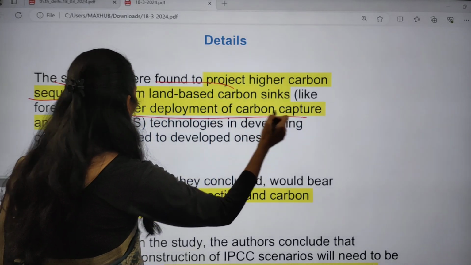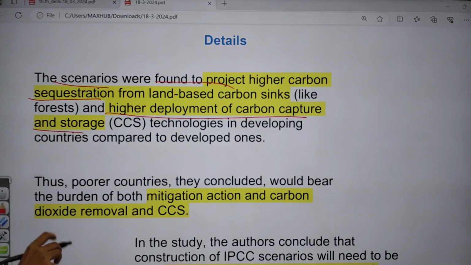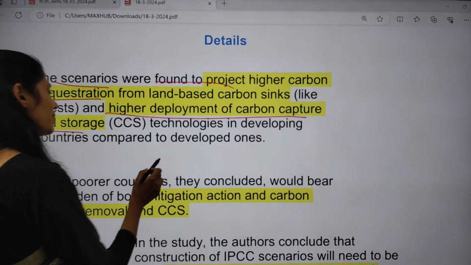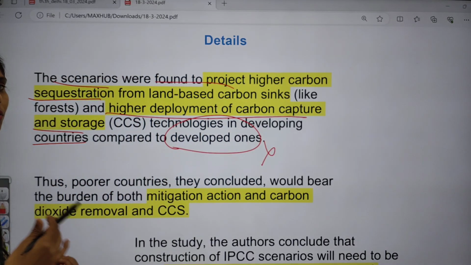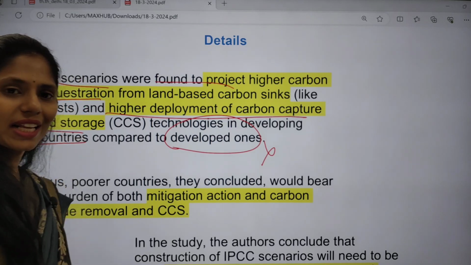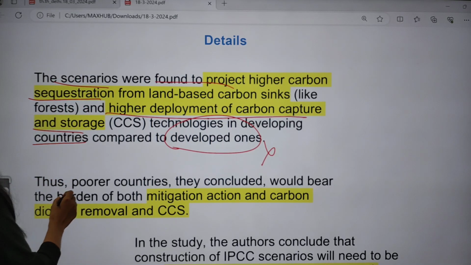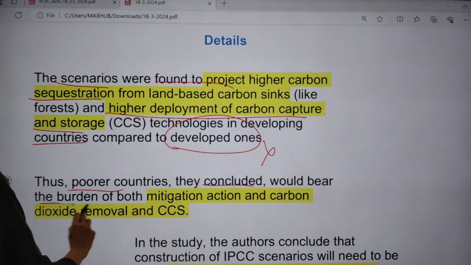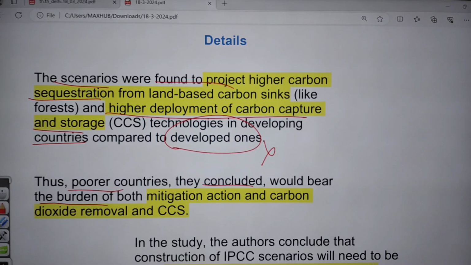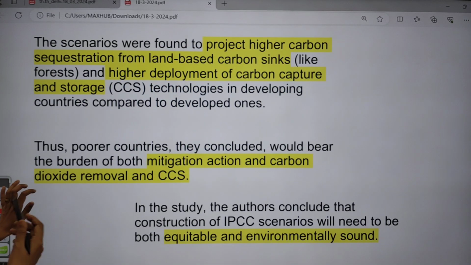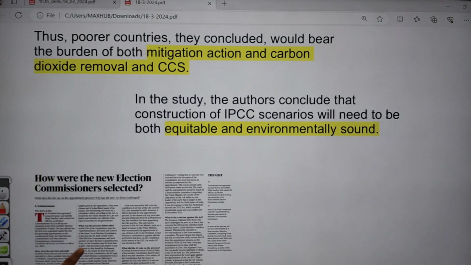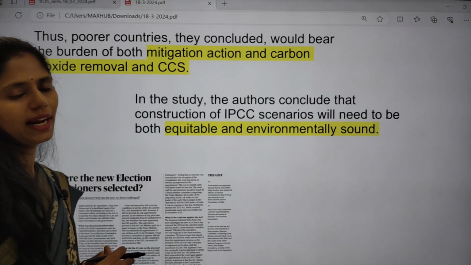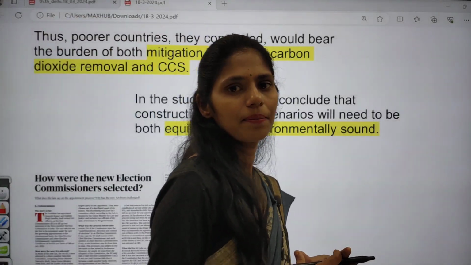And higher deployment of carbon capture and storage technologies is coming up in developing countries compared to developed ones. That means developed countries are not focusing on absorption of carbon, but developing countries are coming up with lots and lots of measures, for example India. So poorer countries would bear the burden of both mitigation action and carbon dioxide removal, as well as coming up with carbon capture and storage mechanisms. So in the study, the IPCC concluded that we need equitable as well as sound environment.